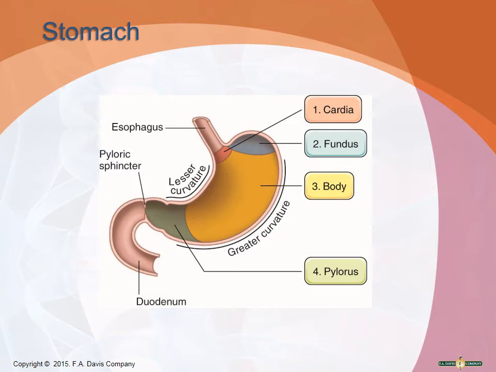Once food enters into the stomach and the enzymes work on it, it becomes this milky substance, and the pyloric sphincter will control how much of that chyme enters into the duodenum next. This duodenum right here is C-shaped. This is the first part of the small intestine.